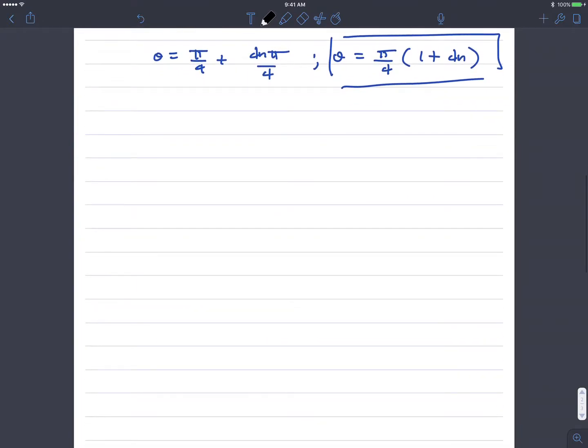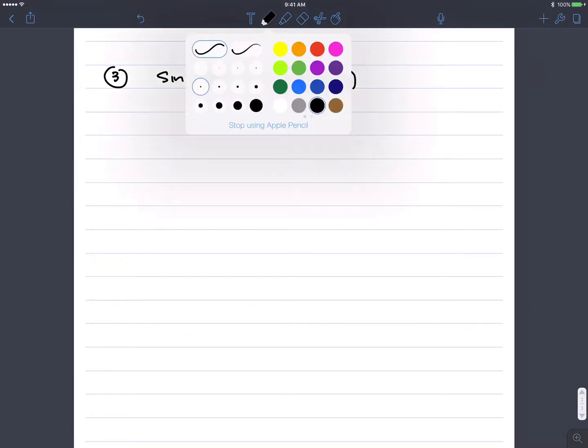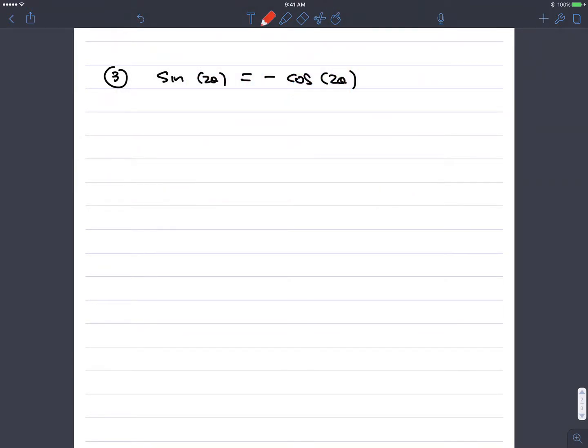And then I'm going to say to you, what happens now if they give us another example? Let's call this 3. So I'll do the odd sequence here, 1, 3. What if they give us sine 2 theta now is minus cosine 2 theta? This is a very similar approach here, right? We're not going to add cosine 2 theta to both sides. What are we going to do? We're going to divide both sides by cosine 2 theta.